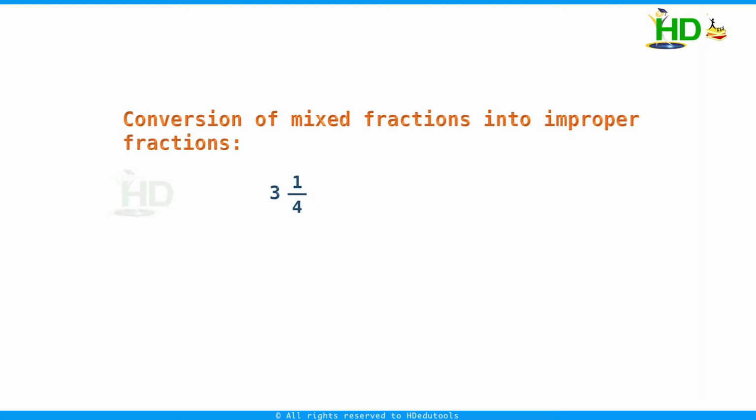This represents 3 whole parts and 1 fractional part. That is, 3 number of 4's and 1 part of 4. So this can be written as 3 into 4 plus 1 divided by 4. So it is nothing but 13 by 4. Therefore, 3 1 by 4 is nothing but 13 by 4. Therefore, every mixed fraction can be expressed as an improper fraction.